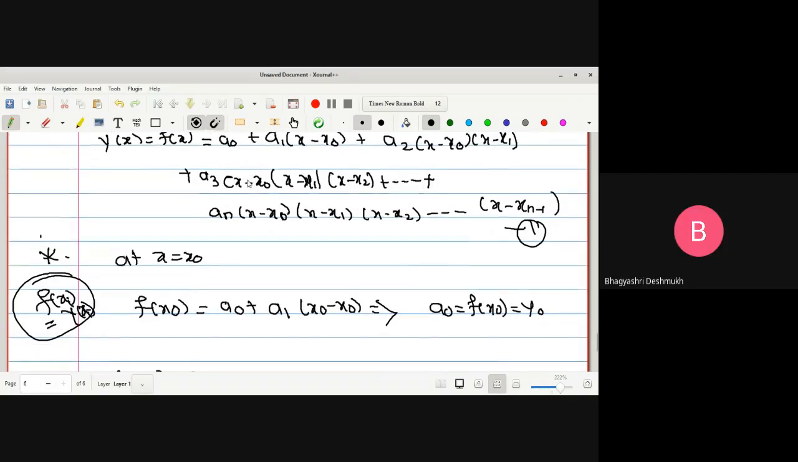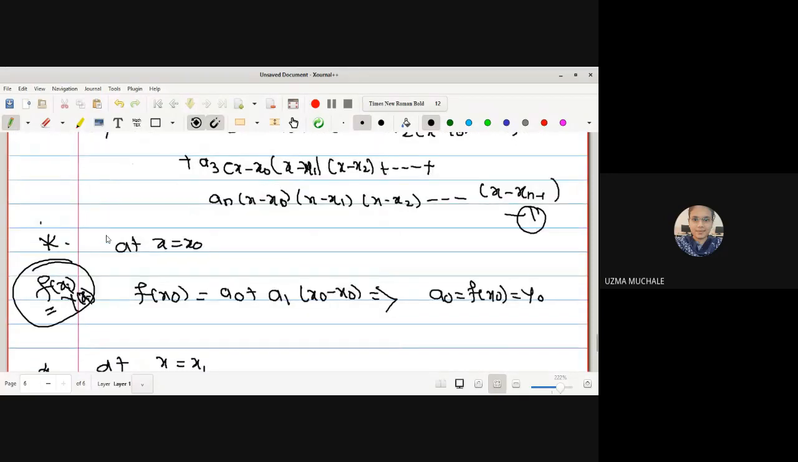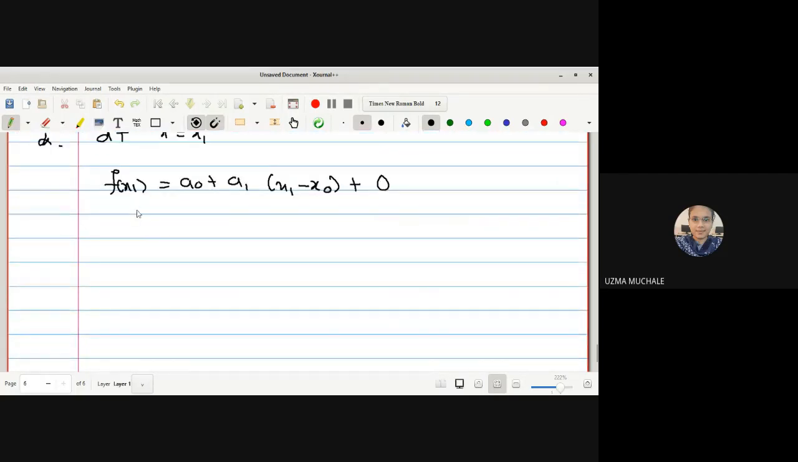Yes, ma'am. Let's write this. So plus all the terms will be 0, because in every term there will be a term of x minus x1, and so on. So if you put x equal to x1, it will be 0. What we have found is the value of a0 is y0, plus a1 times x1 minus x0. F of x1 is nothing but your y1.